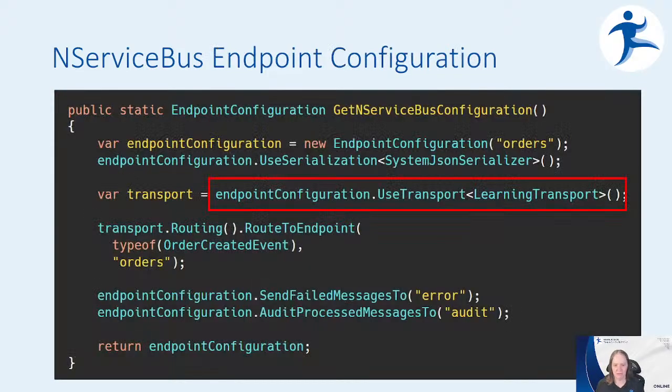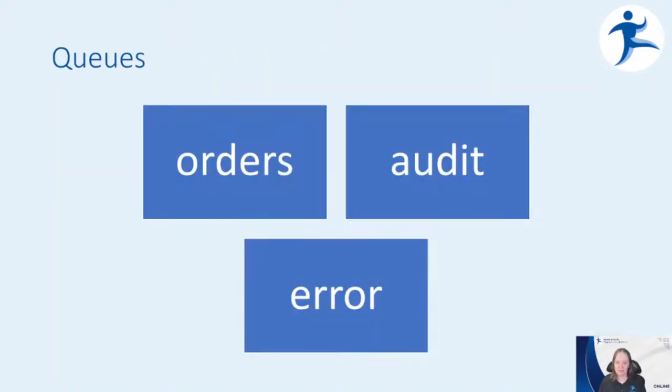Okay, let's go look at the code. And that's just so you see, in case I forget to show, that's what it's going to look like. Our configuration will tell it to use transport, LearningTransport. These are the keys that you're going to talk about, which are orders, audit, error. So let's flip over to those.